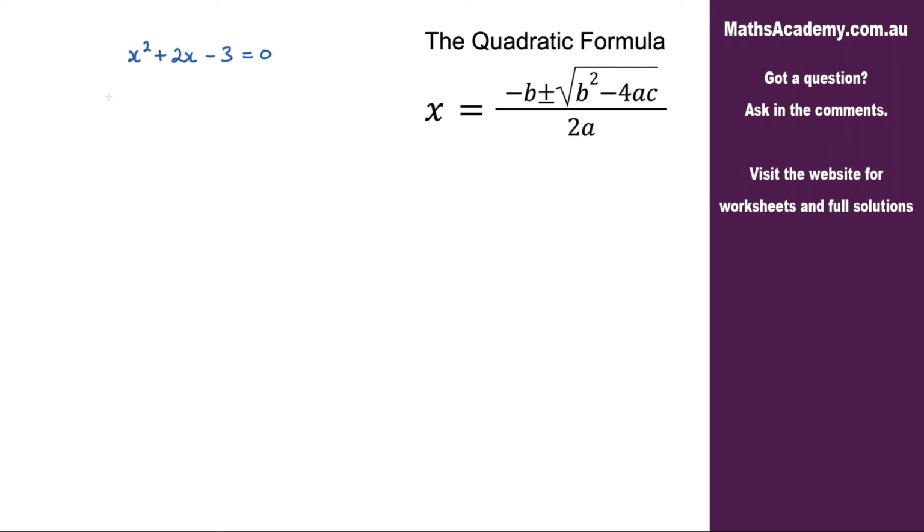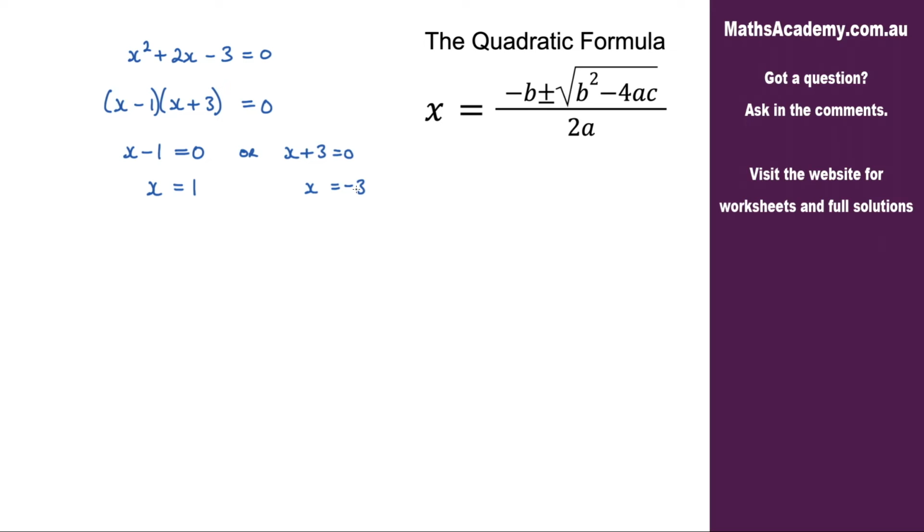Okay, let's factorize this. We would have (x - 1)(x + 3) equal to 0. So that means that either x - 1 = 0, in which case x would be equal to 1, or we've got that x + 3 = 0, in which case x would be equal to -3. So those are the two answers by using factorizing.